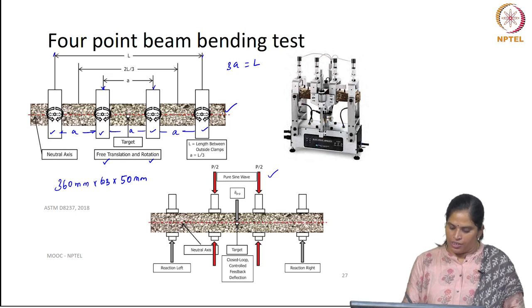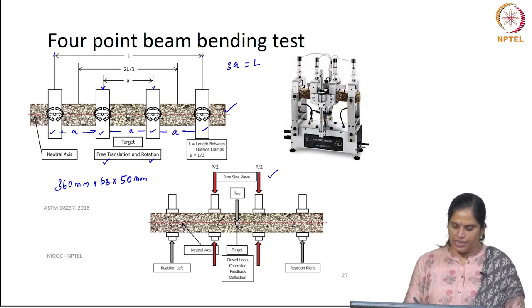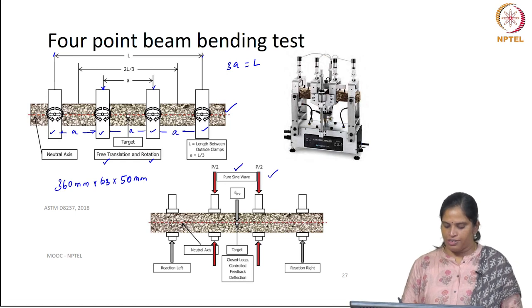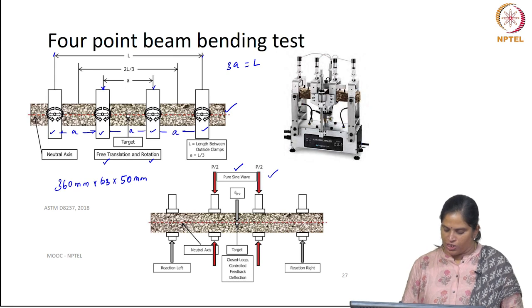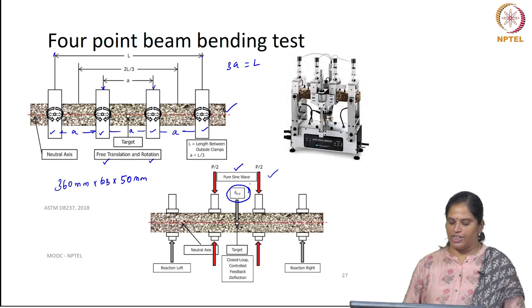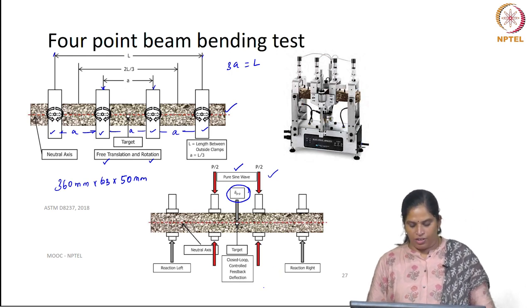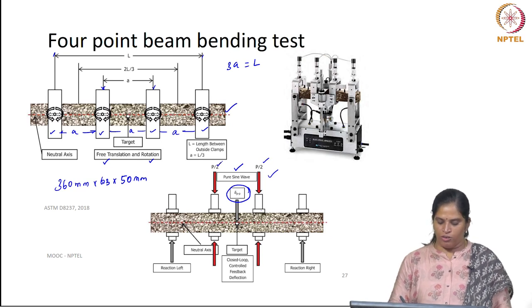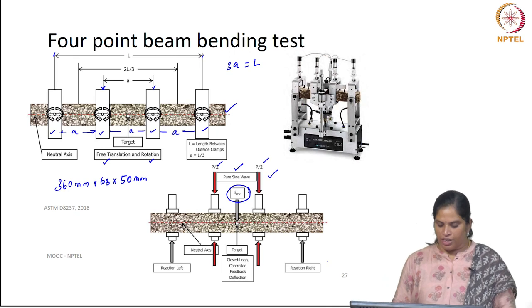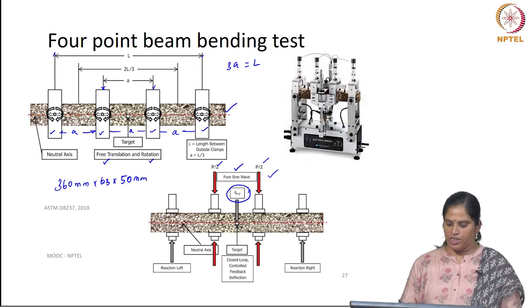So this beam setup is subjected to a repeated sine wave. You apply a load so that you can control a deformation. The load is measured here, and the deformation is measured at the center of the beam. So we apply a load at the two supports, measure the load using a load actuator, and we measure the deformation using an LVDT fixed at the center of the beam.